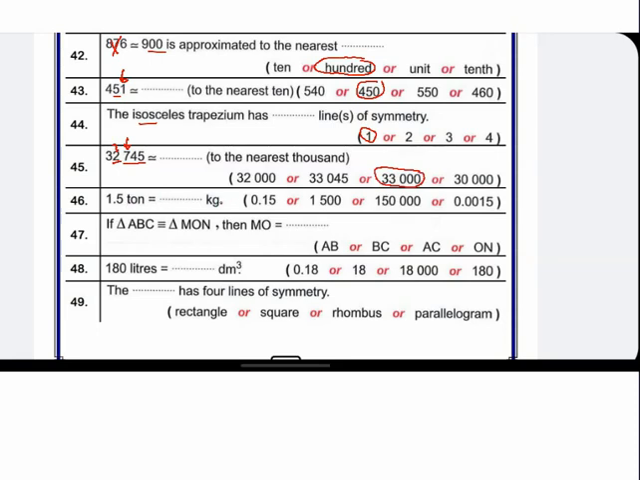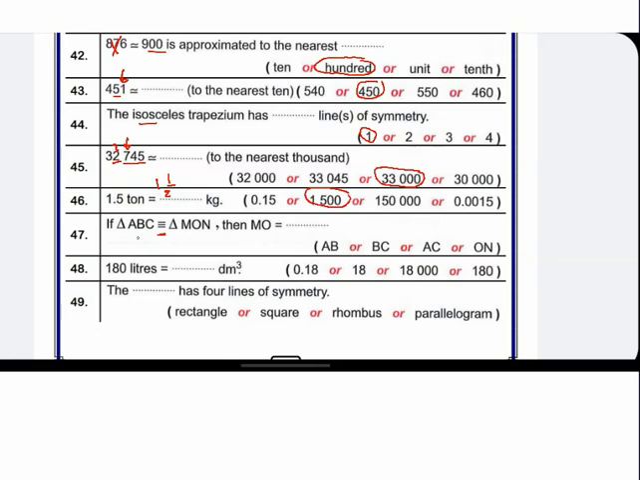1.5 tons equal how many kilograms? Put 1 the same, and 0.5 means half, so 1 is the same and half is 500, so it will be 1,500.